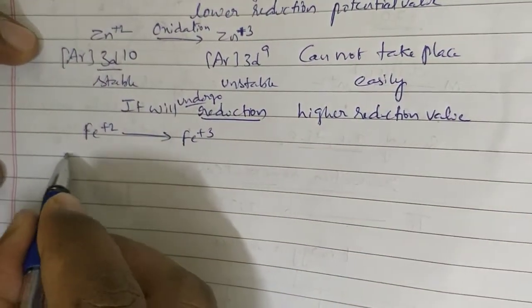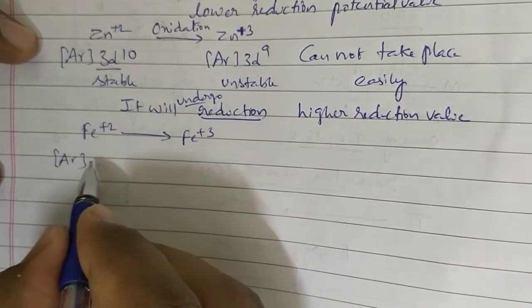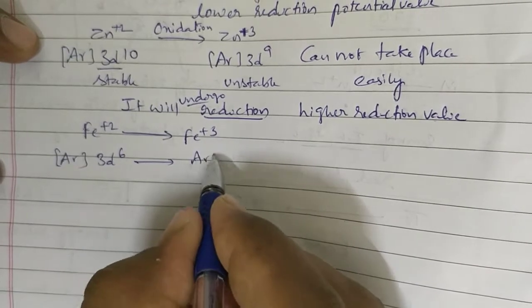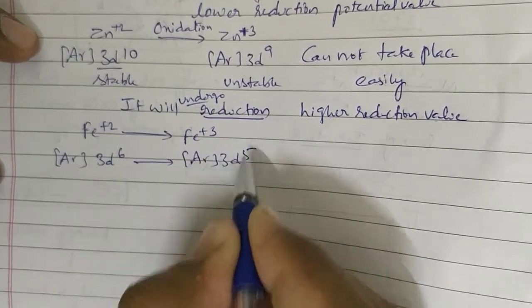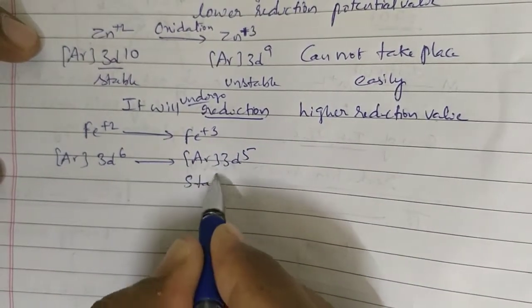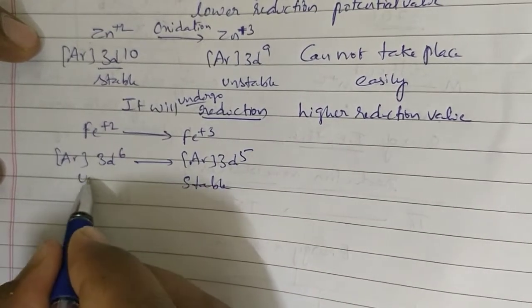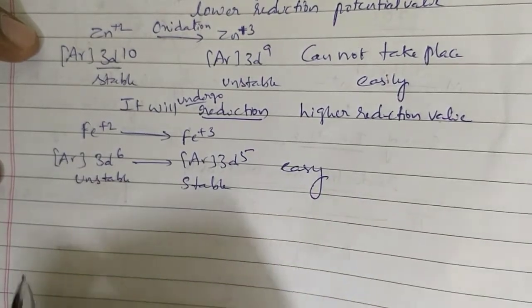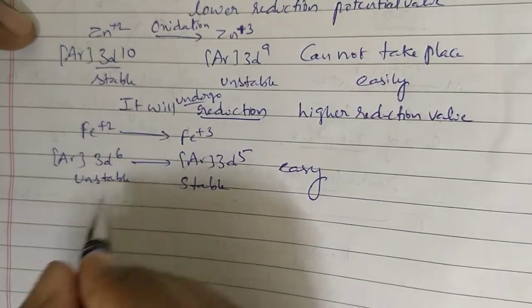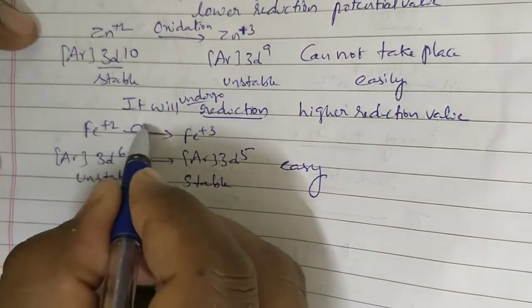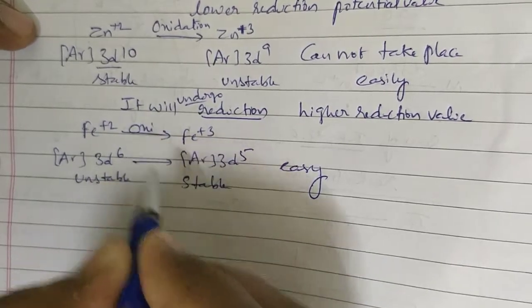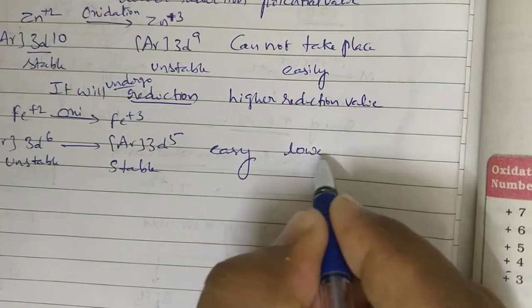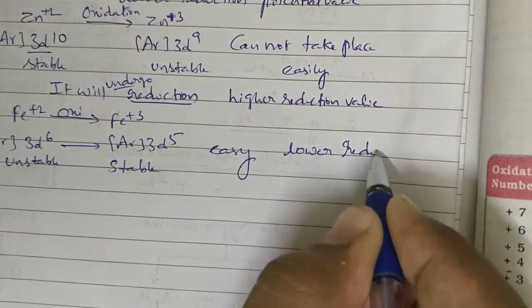Fe+2 configuration is argon 3d6. Fe+3 is argon 3d5. This is a stable, half-filled configuration. This is unstable. So the process is easy. Conversion of unstable to stable is easy. Which process is this? Oxidation. If it undergoes oxidation easily, then it has a lower reduction potential value.